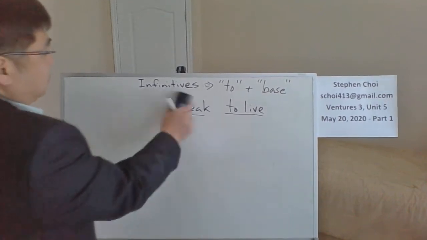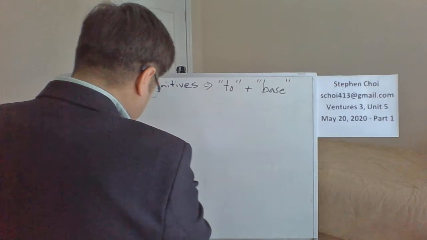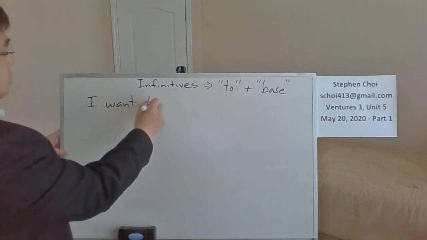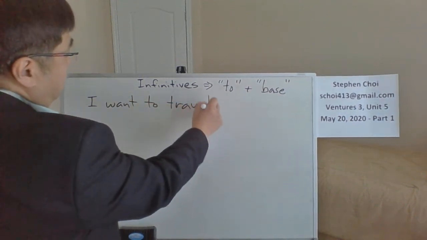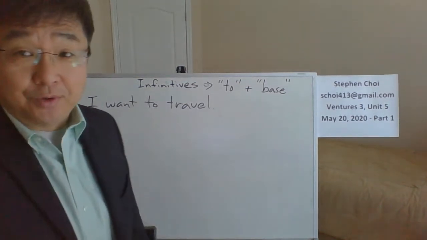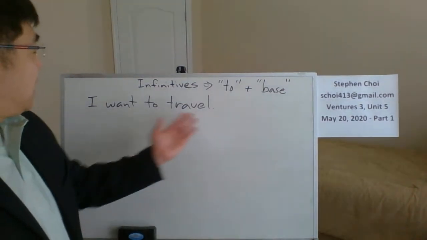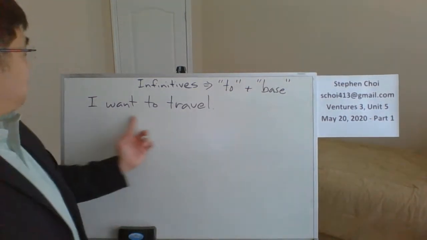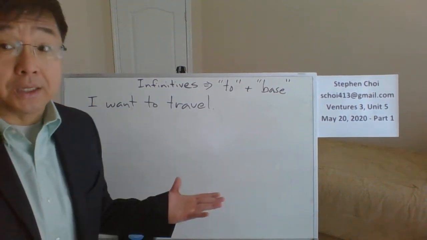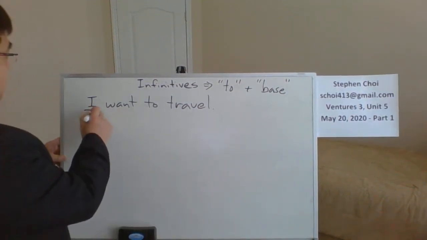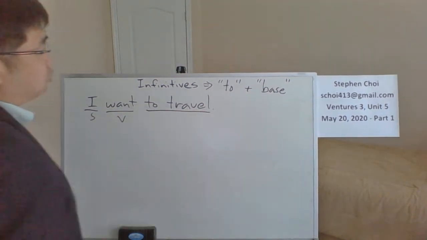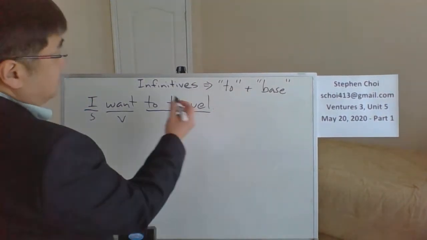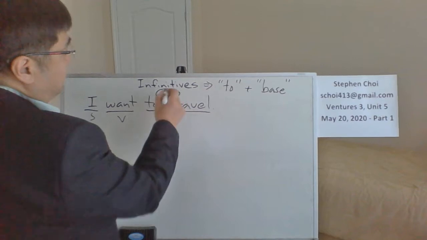So let me write a sentence for you. Let's say I wrote a sentence saying, I want to travel. I know we can't travel nowadays, or it's not the safest thing to do right now, but let's say we write this sentence: I want to travel. That's a good sentence, right? What is I? That's the subject. Want is the verb. What is to travel? Just like to eat, to speak, to live, to be, this is the infinitive.